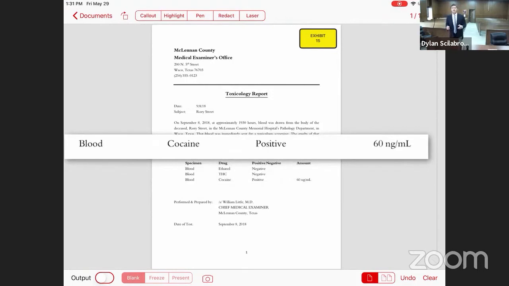Now, Mr. London reviewed all the depositions, the toxicology report, and the autopsy report, and that autopsy report specifically found that Rory had 60 nanograms of cocaine in her system. And Mr. London told us that some people might not find that number to be significant, that people might think it might not have had an effect on her that day.